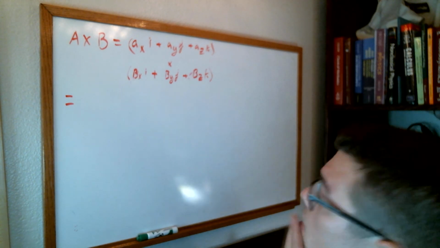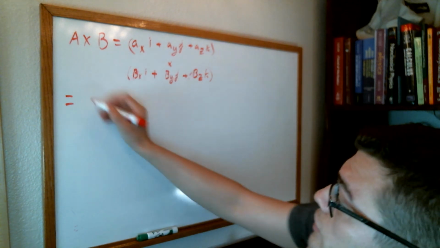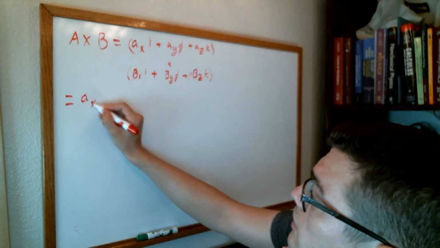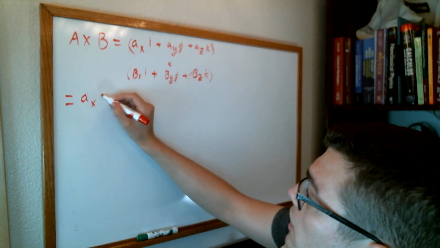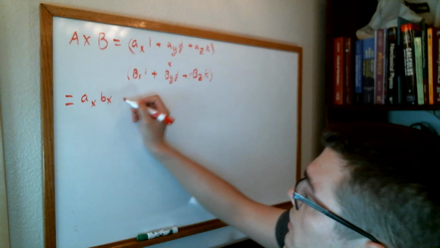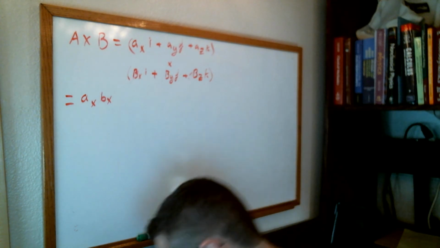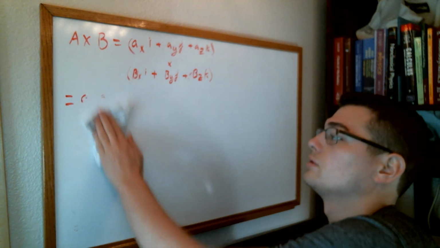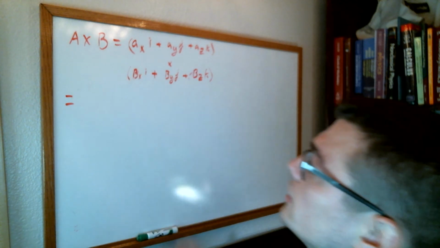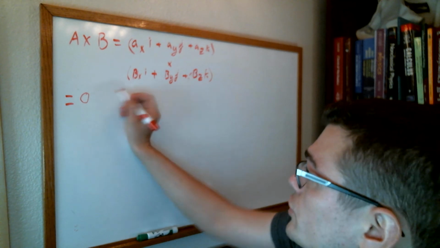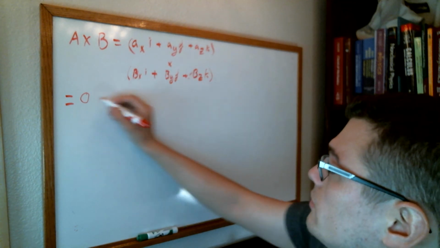All right, so first things first, we have AX, BX, and then we have I crossed I. So then we can just say, well, this is equal to 0, since it's I cross I. So we have a 0 as our first term. And then AX and BY.